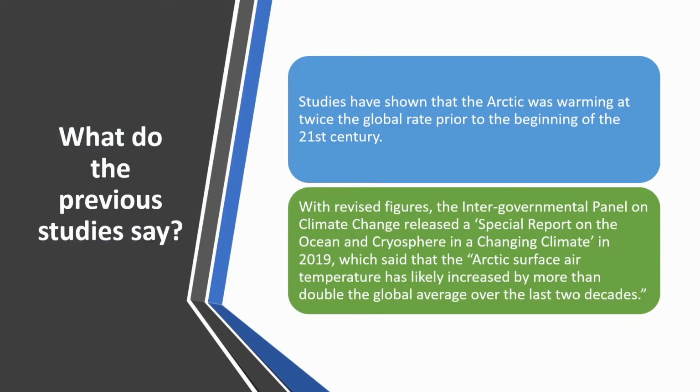Now, what do the studies say? Studies have shown that the Arctic was warming at twice the global rate prior to the beginning of the 21st century. The current report, named Special Report on Ocean and Cryosphere in Climate Change, also says that Arctic surface air temperature has increased by more than double the global average. A few years back, there was also a UPSC question about the impact on the cryosphere.